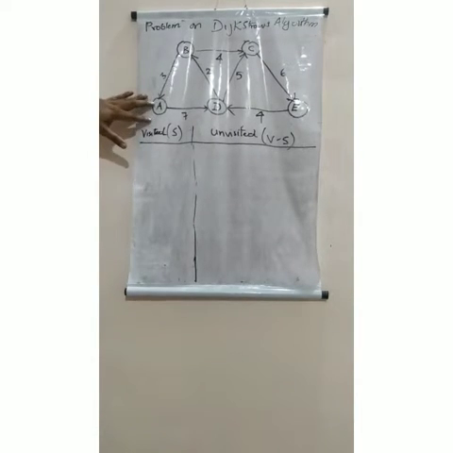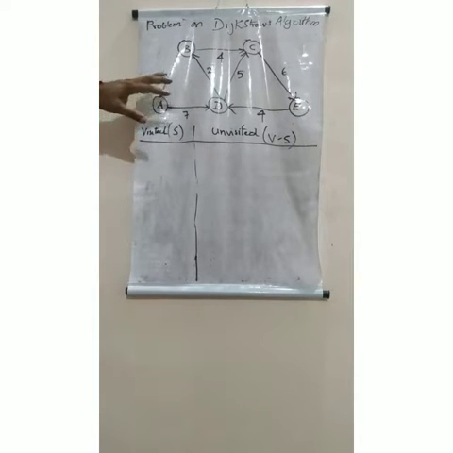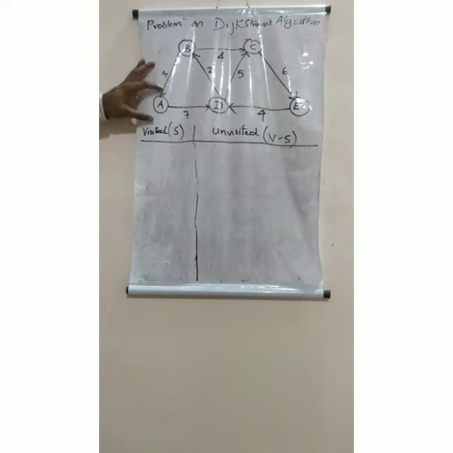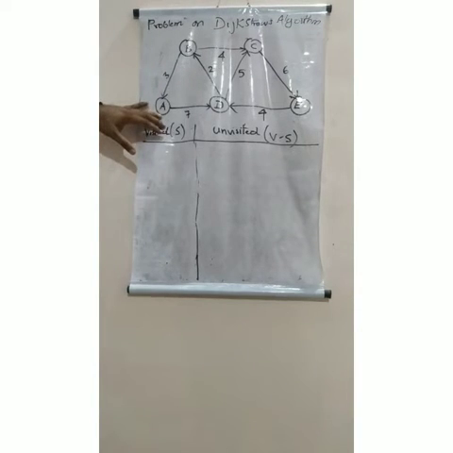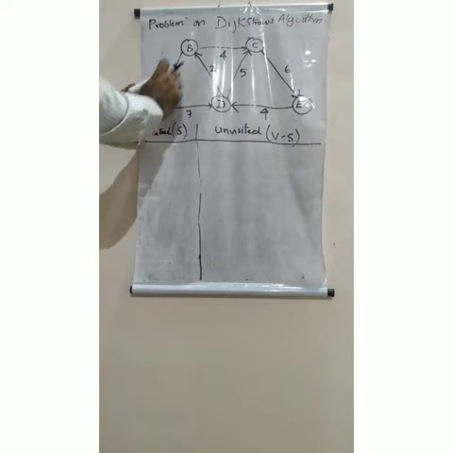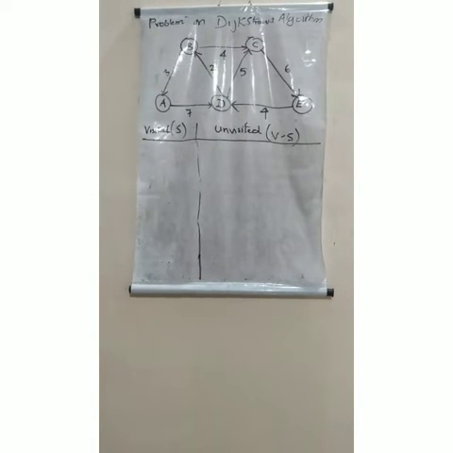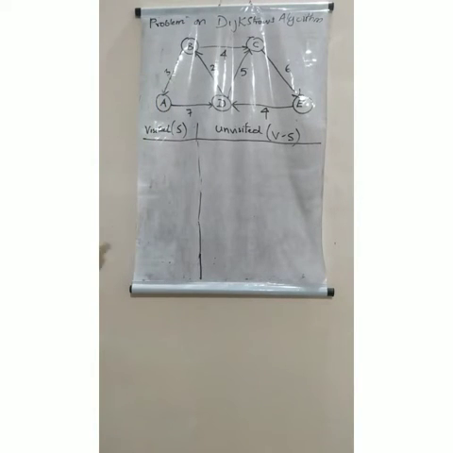So the problem is there is one source and we have to find the shortest distance to other vertices from the source vertex. We have to find the shortest distance from A to B, from A to D, from A to C and A to E. So this is our objective.